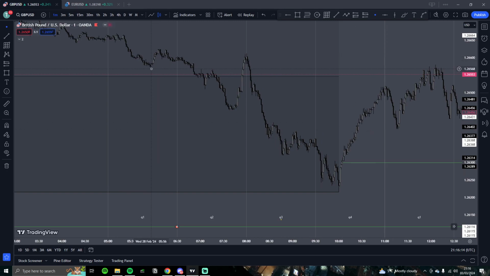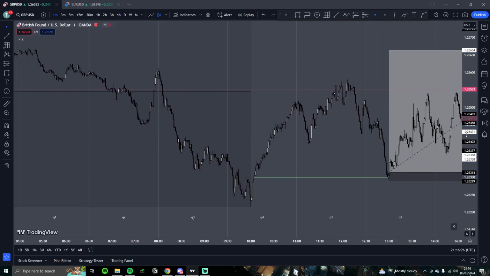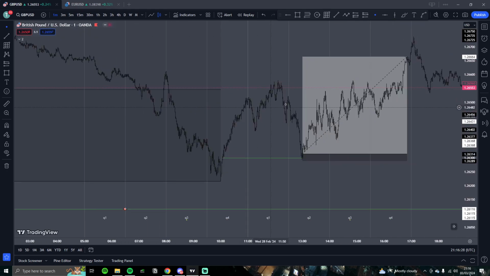So once again, for you guys as well, if the low of Q1 gets swept, then we know it's going to be buys. If the high of Q1 is swept, then we know we're looking for sells. So obviously we know here that we're looking for internal buys because we know we're about to continue bearish.